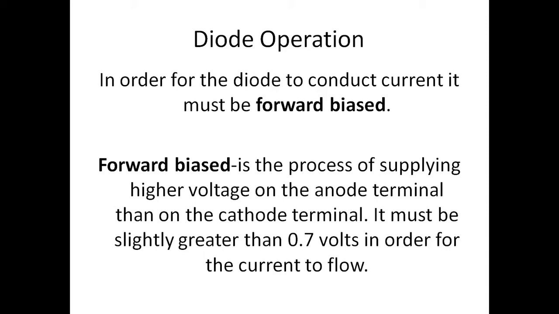So, na-discuss ko na naman to last video. So, in order for the diode to conduct current, it must be forward bias. Okay, yung forward bias or forward biasing is the process of supplying higher voltage on the anode terminal than on the cathode terminal. So, the voltage across the diode must be greater than or equal to 0.7 volt, in order for the current to flow.